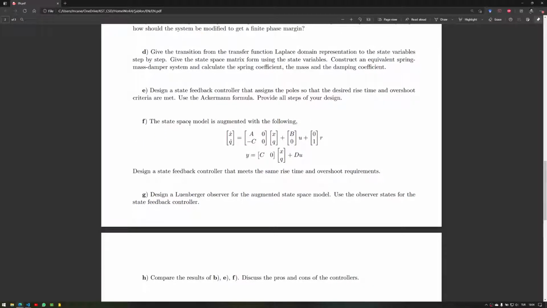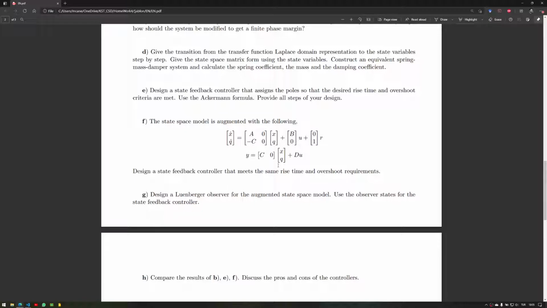And in F, we have a state space model that is augmented as the following here. So here we are adding a new state to the system. So we had a model that was representing the exact same transfer function that we had. And what we're doing here is we're augmenting or adding another state that has a special meaning for us. And this state tries to calculate or take into account the error that is defined between the reference and your output. So this is basically r minus y here. This q dot is equal to r minus y. So this augmentation should make a difference in the control strategy.